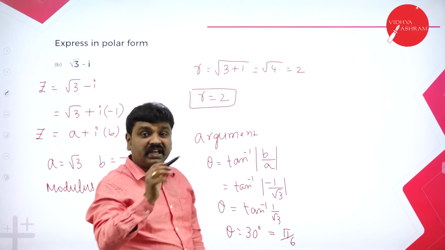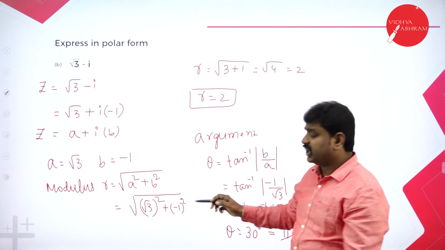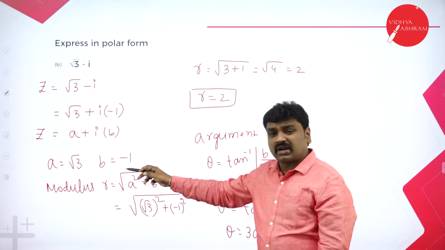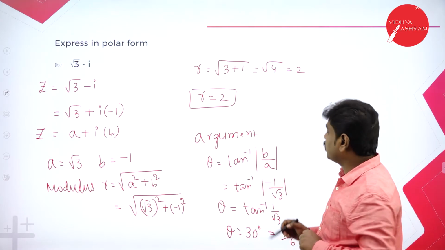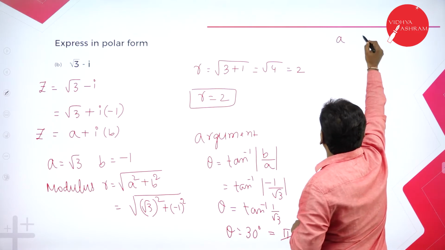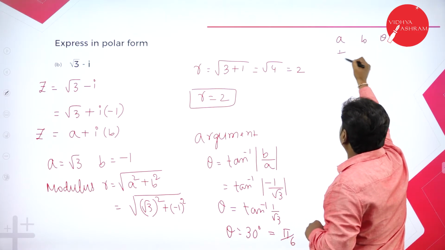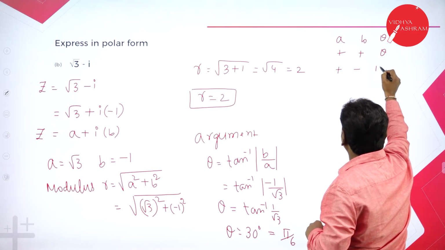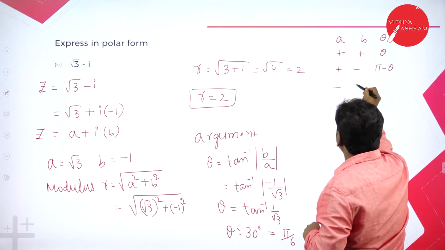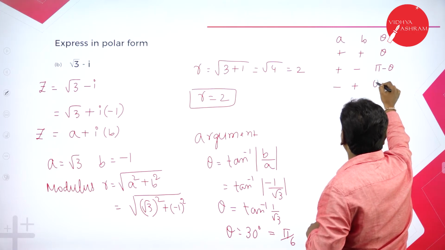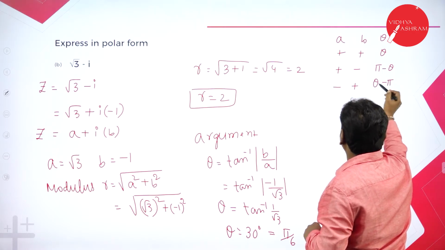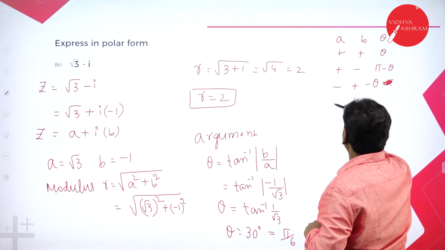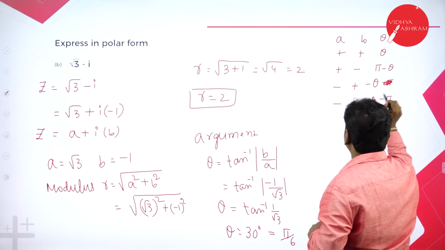Now you should see the table. Please understand here both are not positive. Only x is positive. So I gave a table with a, b, theta. If both are positive, no problem, it is theta. If x is positive and y is negative, we say minus theta. If x is negative and y is positive, we say pi minus theta. Both are negative, we say theta minus pi. Like that I gave a table.